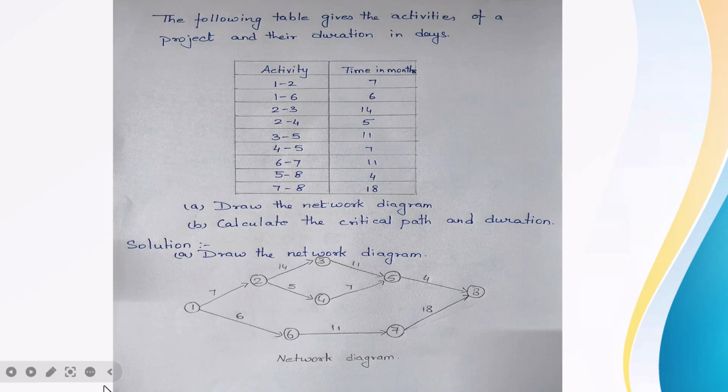Okay, so this is your network diagram. Here, the duration in months is given for each activity. You will mention these durations above the arrow. So this is your first question, to draw the network diagram. In the network diagram, it is easy. You just have to follow the sequence that is given in the question. Okay, so now next.